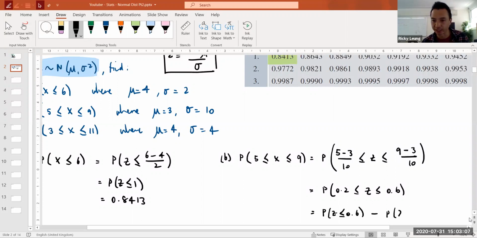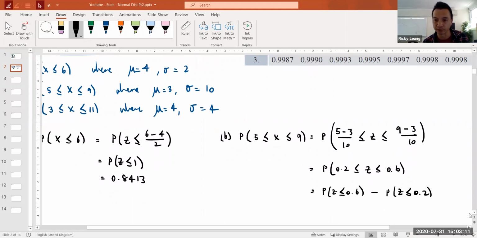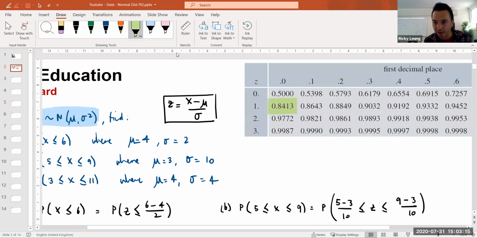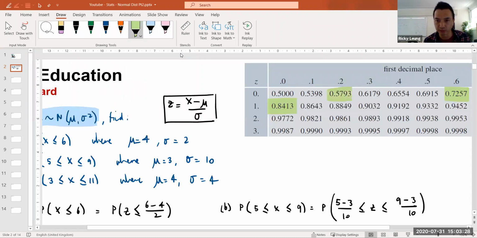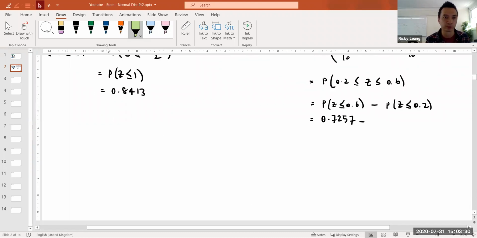Maybe you can save yourself a bit of time there if you used the phi notation, but let's persevere with that. That's 0.6, so where's 0.6 on this graph? That's this guy here, so 0.7257. Just quickly note that down. 0.7257 minus now 0.2. 0.2 is this one. Right, make sure you copy that down.